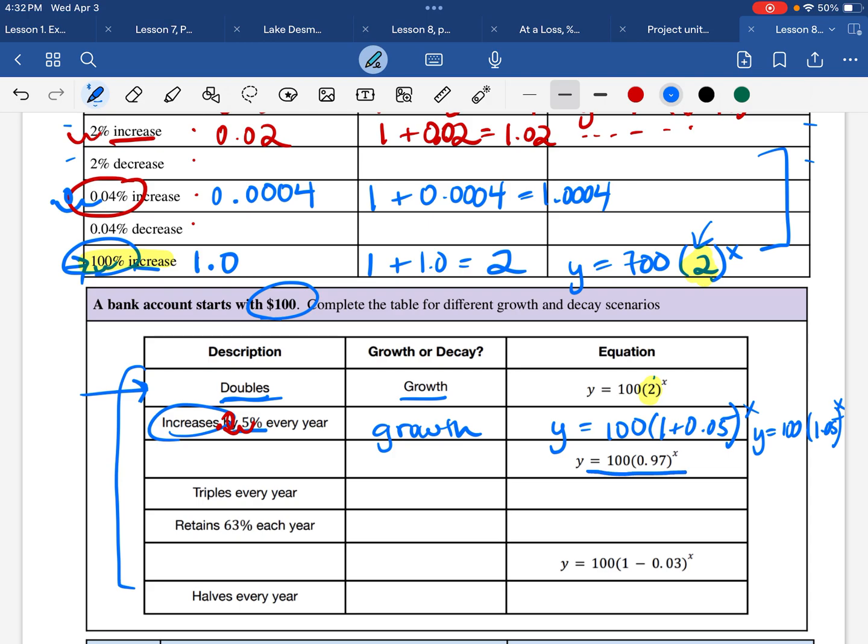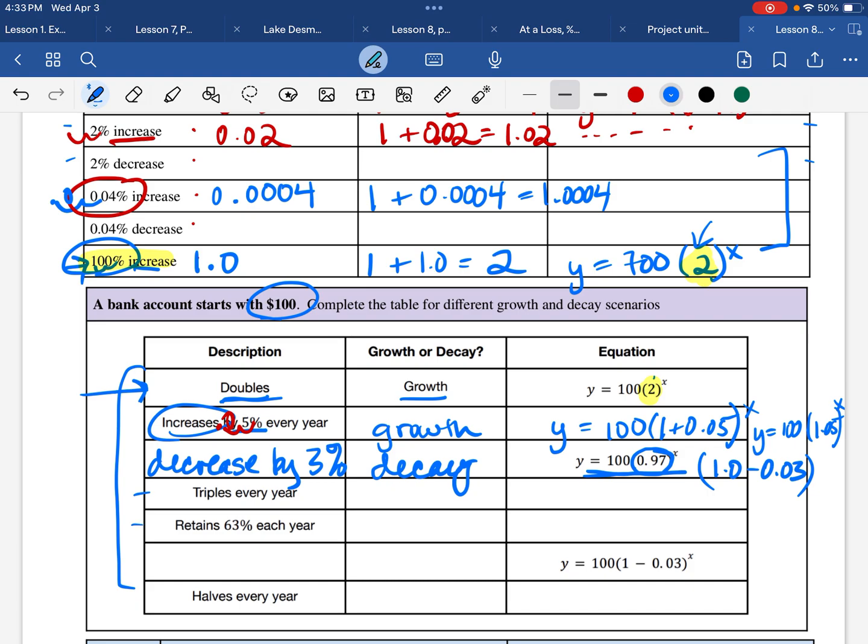Okay, so for this one, you're going to have to work backwards. Notice here, the growth rate is less than 1. If it's less than 1, that's decay. Now it's 97%, so we have to think, well, 97% is 1 minus what? That would be 3%, so this would be decreasing by 3% every year, right? Because 0.97 is 1.0 minus 0.03, or 0.03. That would be our decay rate.